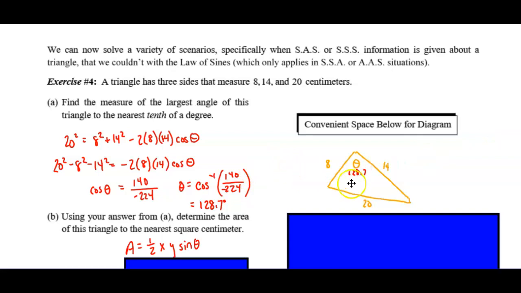I could then figure out the rest of it. I could do law of sines on either one of these other two angles and get the other two angles. It doesn't ask me to do that, so we are moving on.